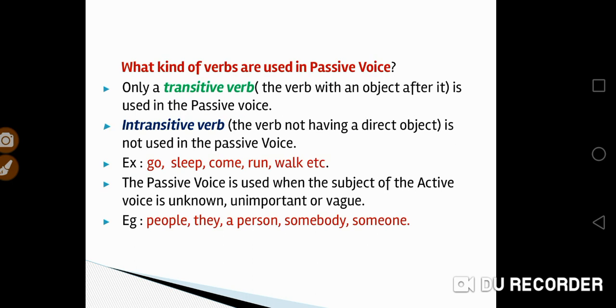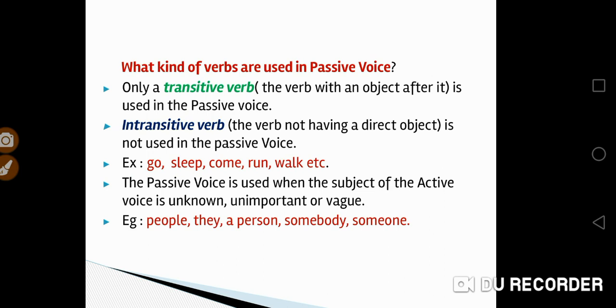What kind of verbs are used in passive voice? Only a transitive verb is used in the passive voice. That means the verb with an object after it. Intransitive verbs are not used in the passive voice. That means the verb which is not having a direct object. For example, go, sleep, come, run, walk, etc.